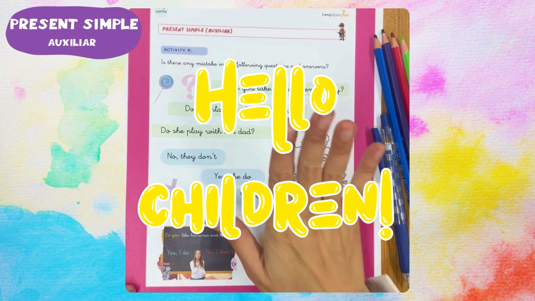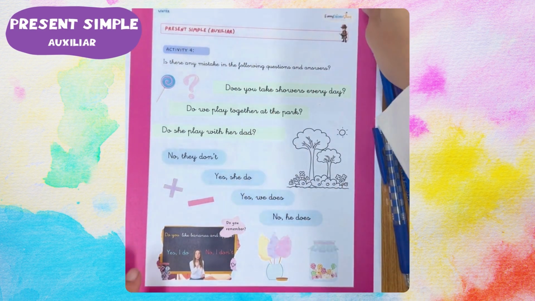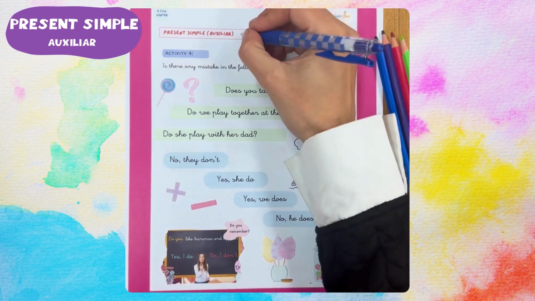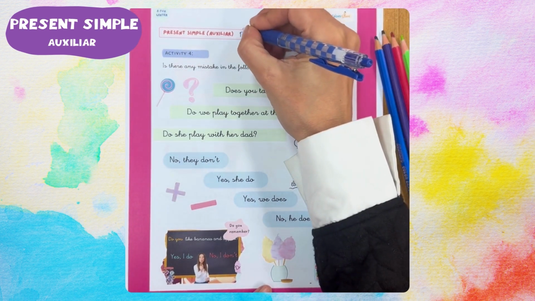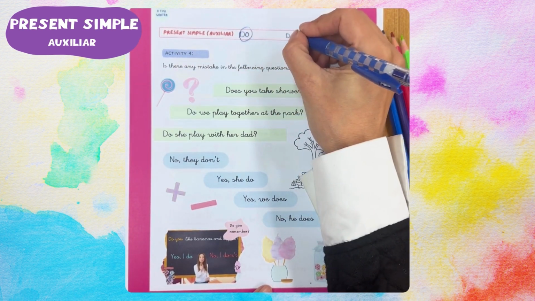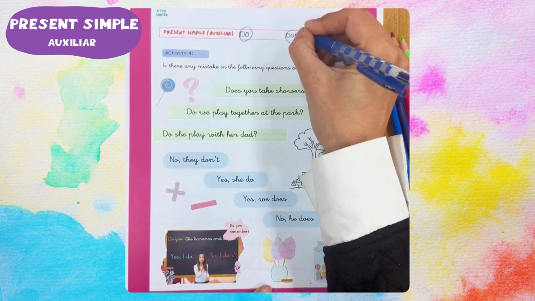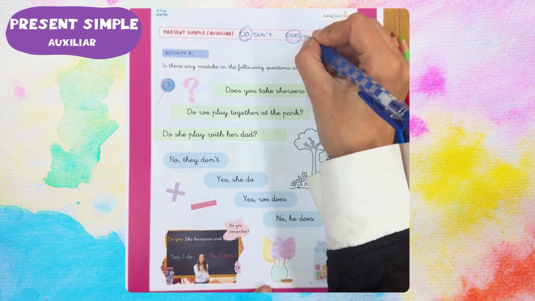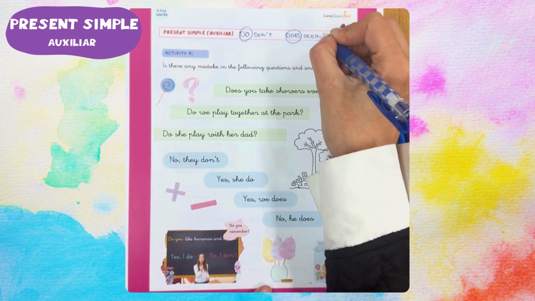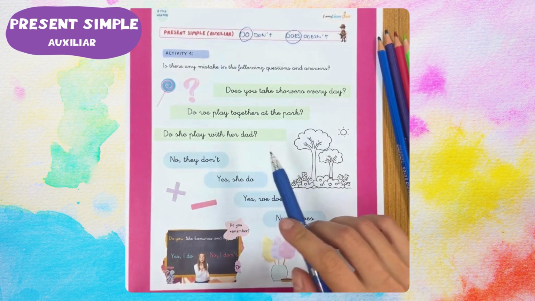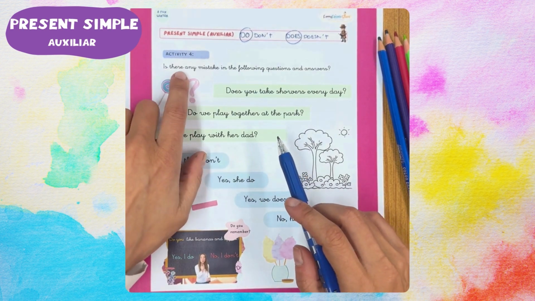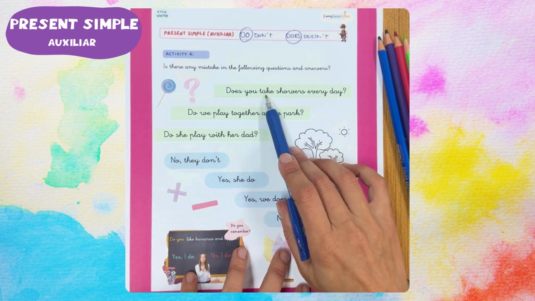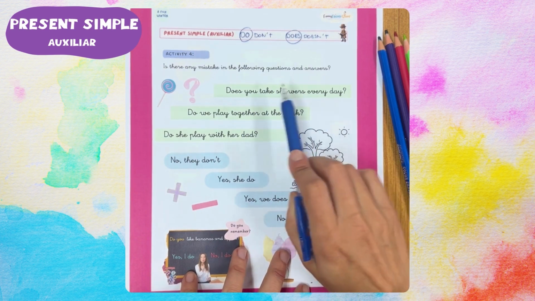Hello children, keep learning with us the present simple. Today the last worksheet about the auxiliary. Remember that we need this word do or does, okay? And then for negatives, don't or doesn't, okay? Great. So let's read the first instruction. Is there any mistake in the following questions and answers? Does you take showers every day?